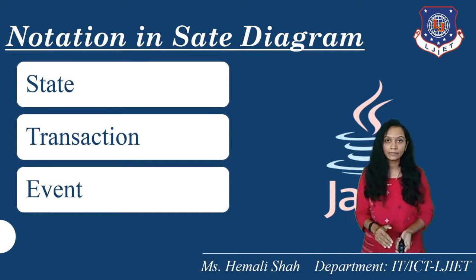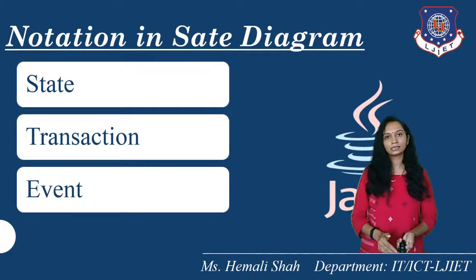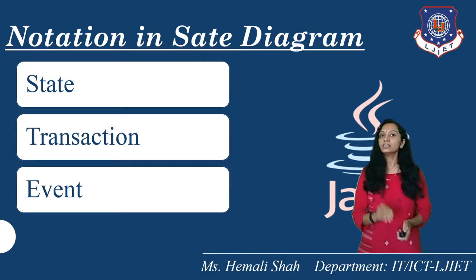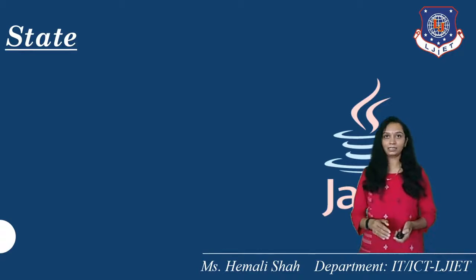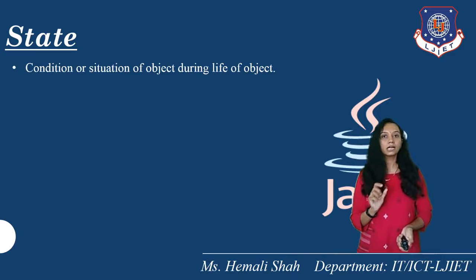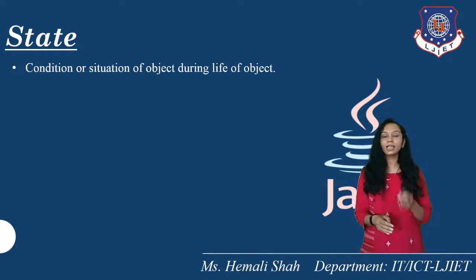First is a state, second is a transaction, and third is the events that you have to find out for the particular object in your system, right? Now, what is the state? How can you find the state? The state is basically a condition or situation of an object during the life of an object in your system execution.